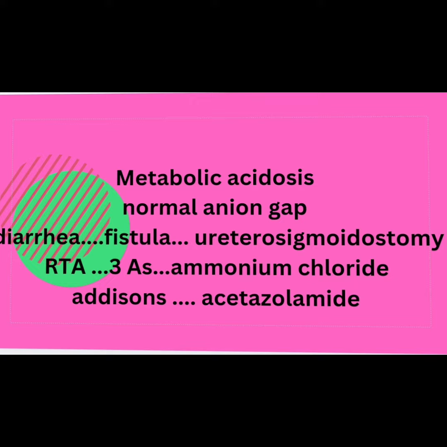So normal anion gap metabolic acidosis occurs if there is diarrhea, in which bicarbonate is lost and potassium is also lost, then ureterosigmoidostomy, any fistulas, and after that renal tubular acidosis is another condition with normal anion gap metabolic acidosis. Then 3A's. 3A's means ammonium chloride, which can also produce normal anion gap metabolic acidosis, Addison's disease, and acetazolamide.